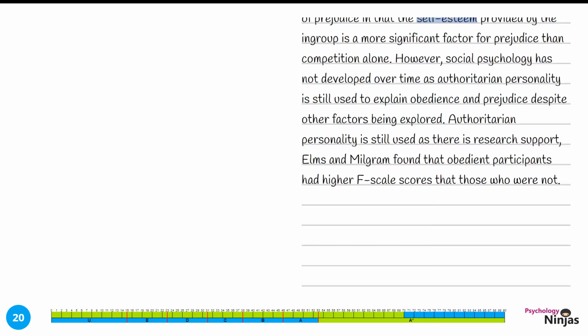We've cued the examiner into the fact that we're doing a counter-argument and saying that psychology has not developed, that we're still focusing on early theories such as authoritarian personality. We've gone one step further and said, well, why are we still focusing on these early theories? And we've identified that research support means that we tend to focus on this earlier body of work. We've used Elms and Milgram to illustrate an example of research that supports authoritarian personality, but you could use other research here.